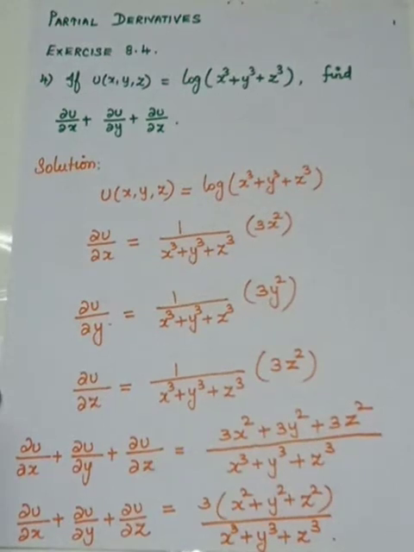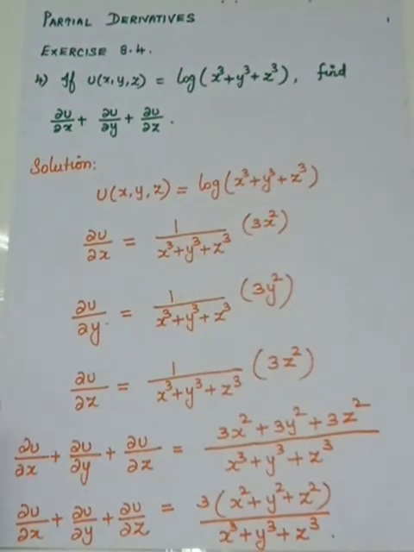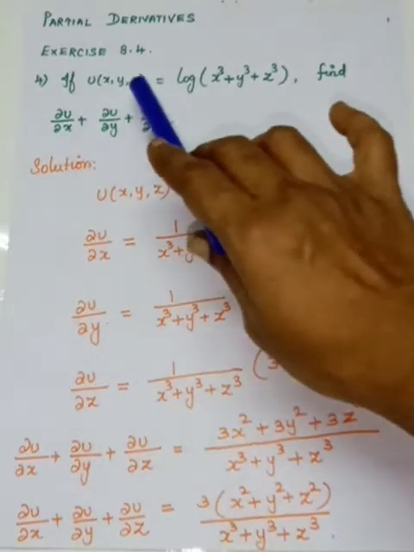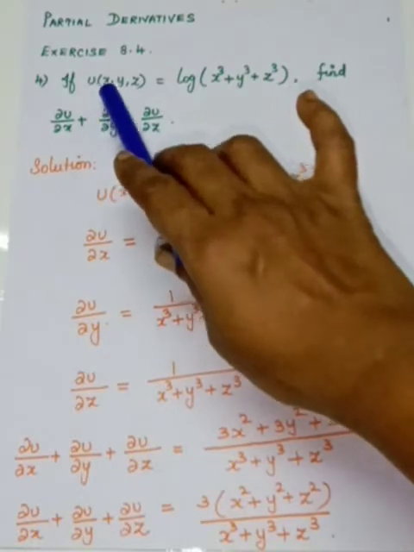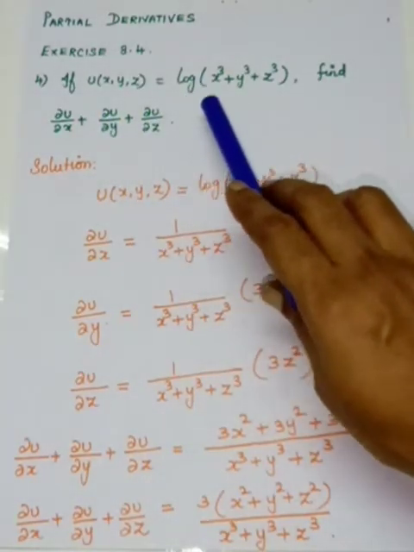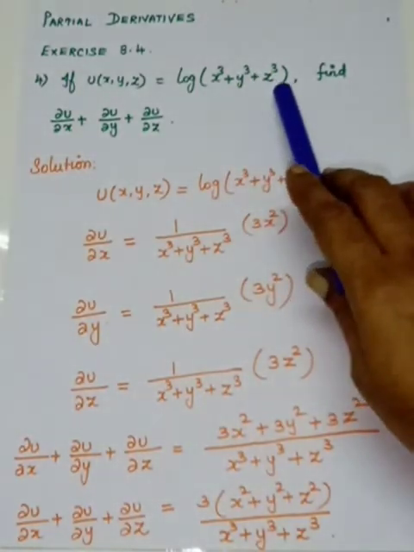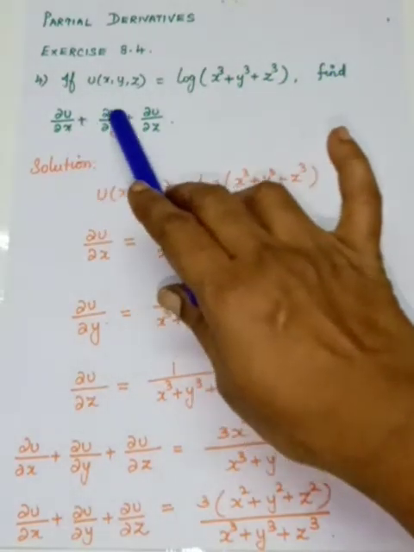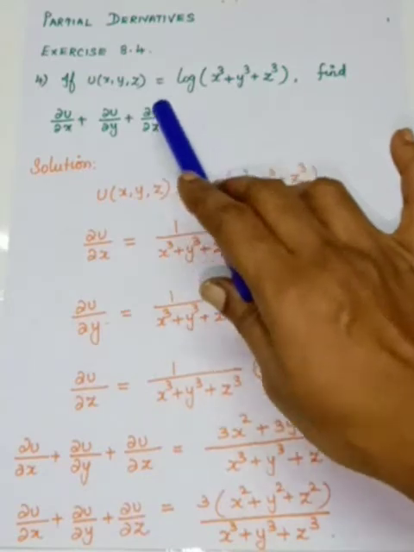Good morning, students. Today we are going to see exercise 8.4, problem number 4. If u of x, y, z, that is, u is a function involving the three variables x, y, z, is equal to log of x cubed plus y cubed plus z cubed, find ∂u/∂x plus ∂u/∂y plus ∂u/∂z.